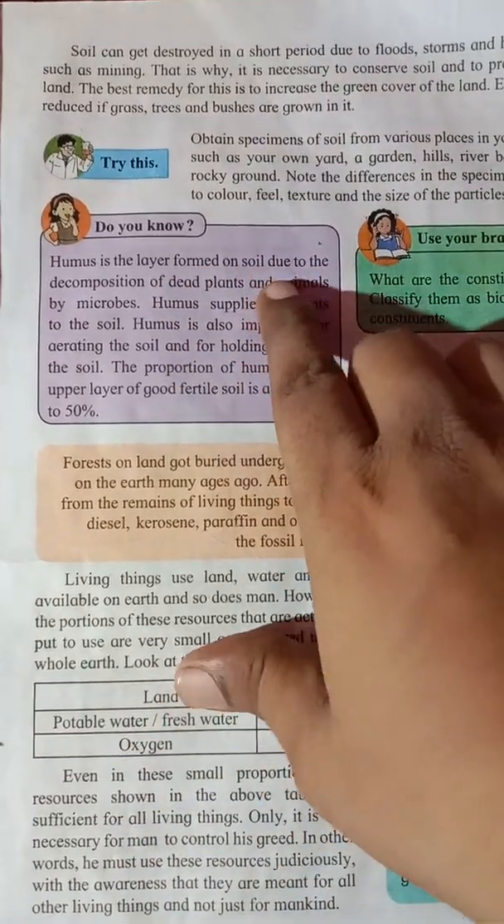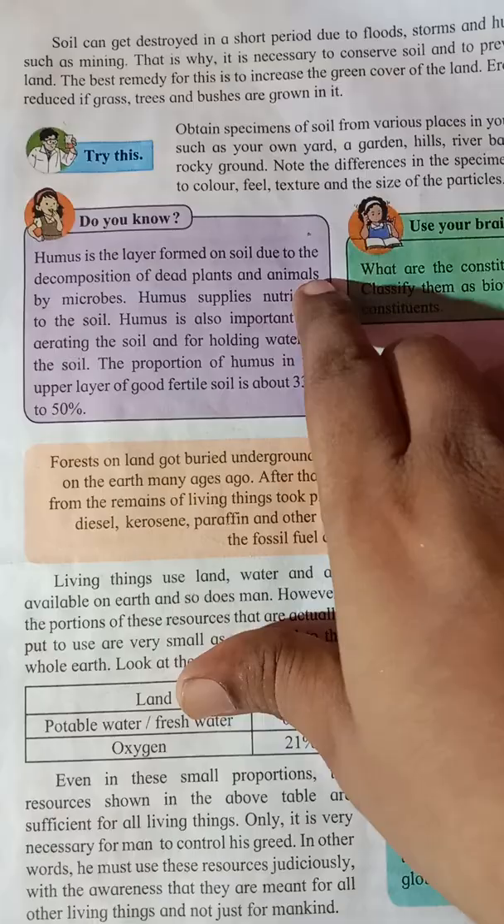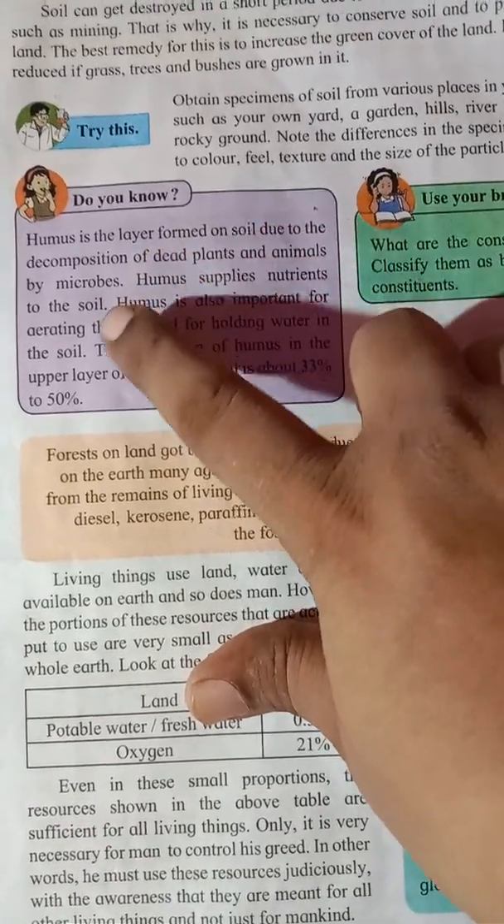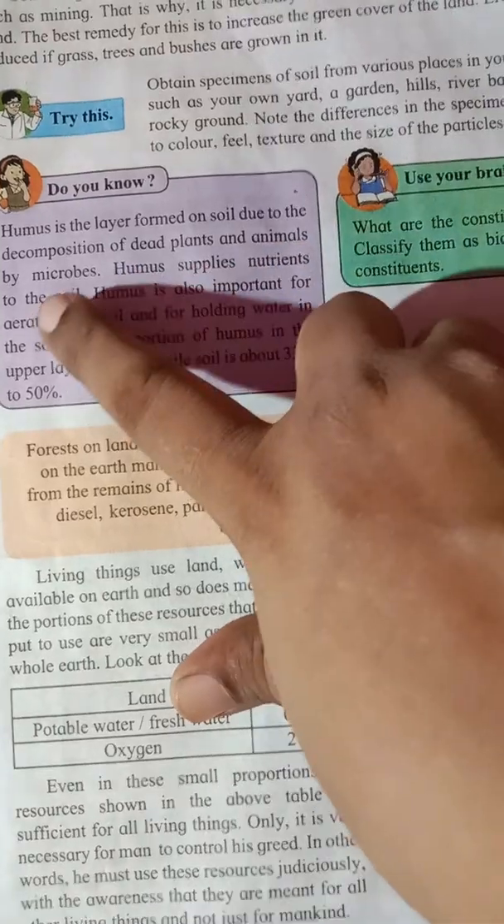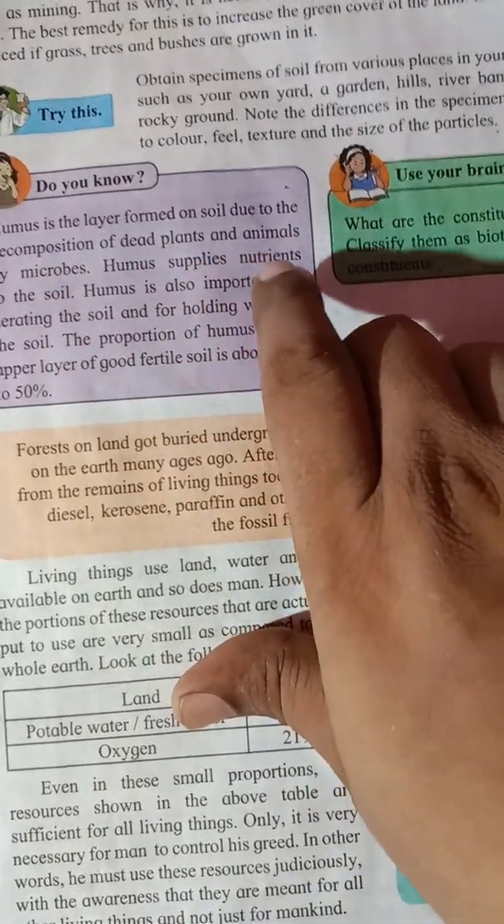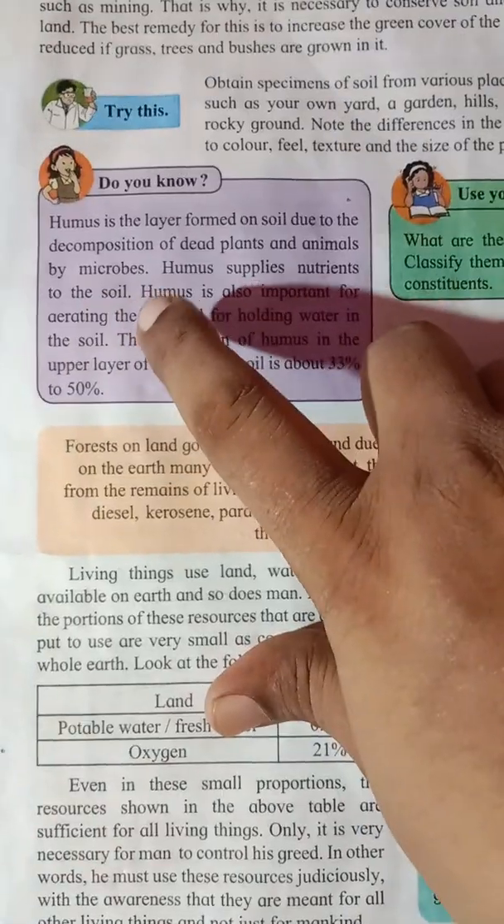Humus is the layer of the soil formed due to the decomposition of dead plants and animals. Whatever plants are dead and the waste of the animals, the microorganisms help in making the humus. Humus is used to supply nutrients to the soil.